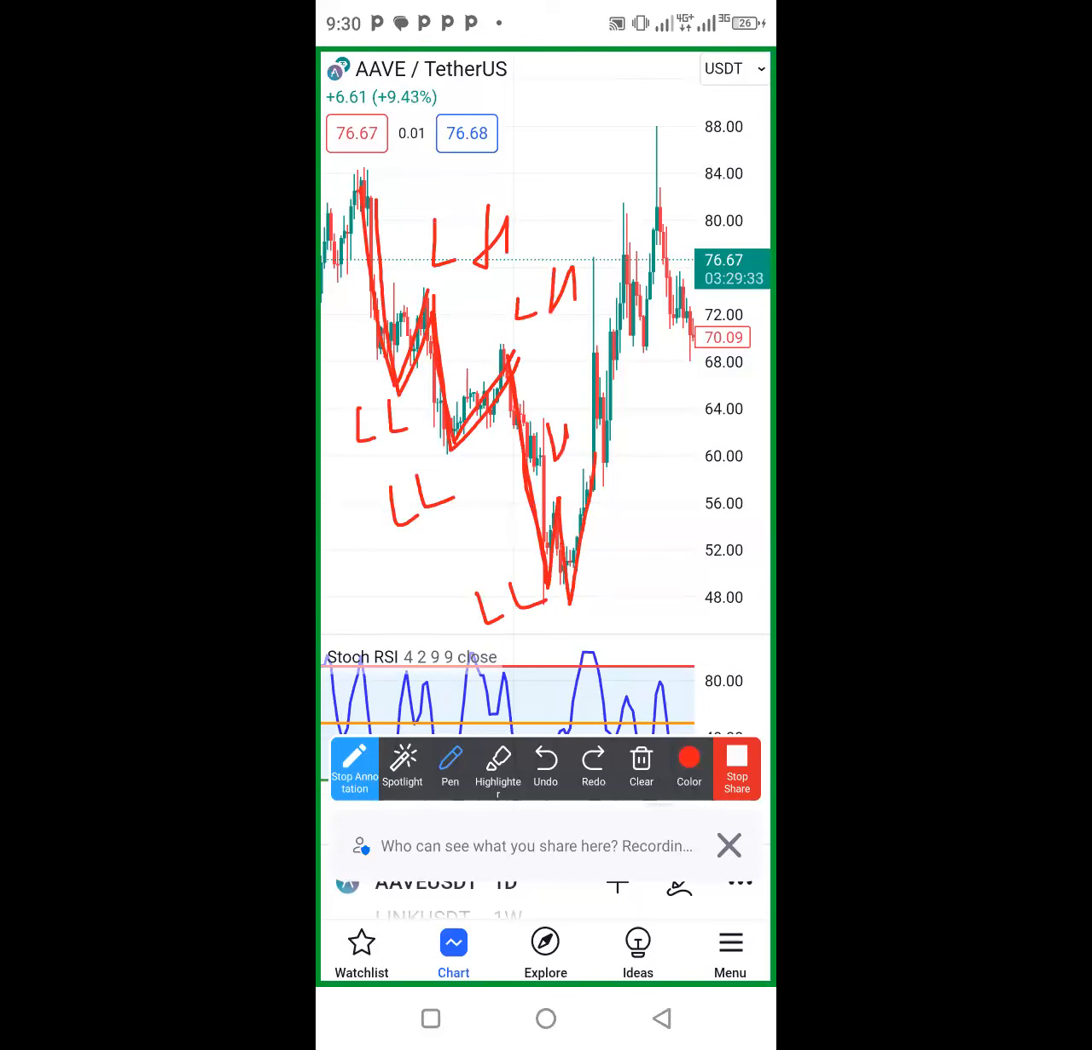Now, by the time the candles break the recent lower high, when I say break, it means that there was a rise in price and a green candle grows and closes above the lower high. That's when you start seeing a change in trend. This is a downtrend. That's when you start seeing a change from the downtrend to an uptrend.